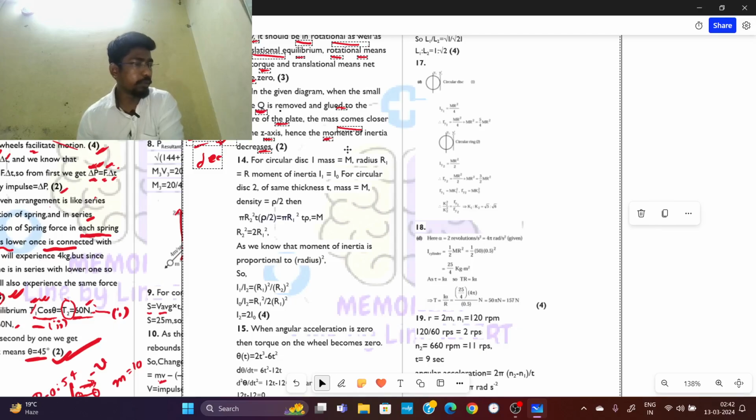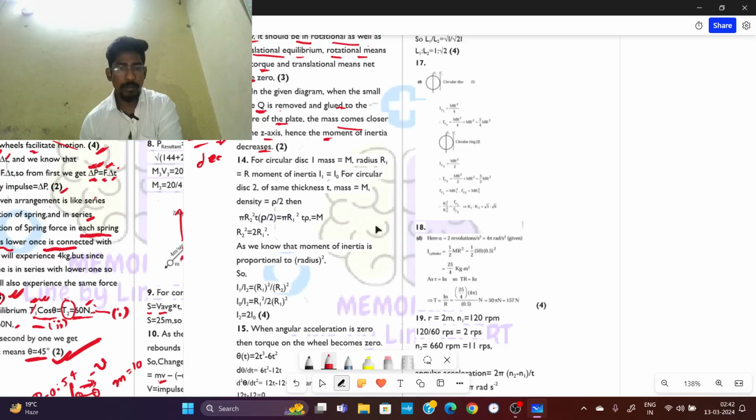Question number 14. The moment of inertia of a circular disc of mass m and radius r about an axis passing through the center is I naught. The moment of inertia of another circular disc, same mass, same thickness, but half the density, about the same axis will be. You have to calculate that, right?